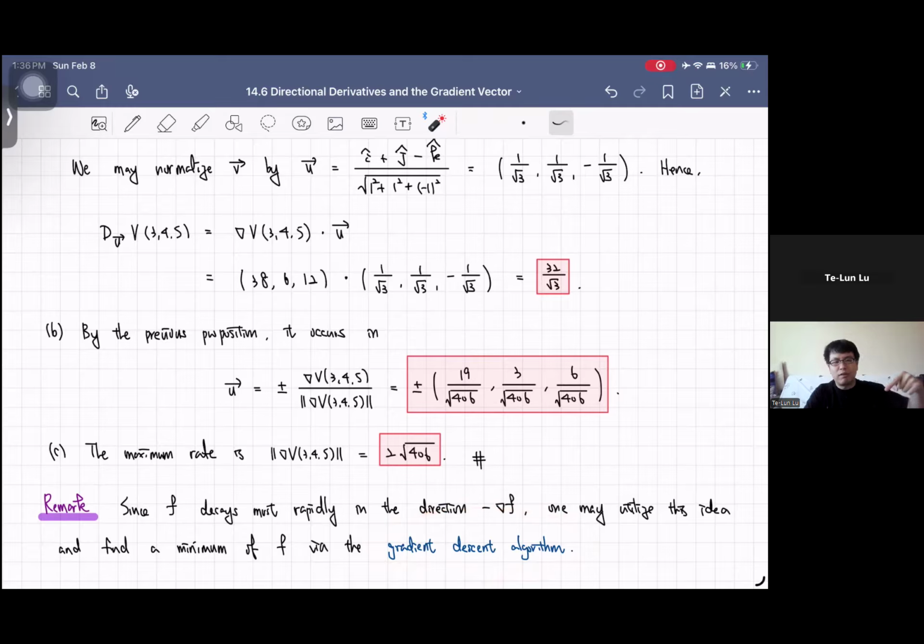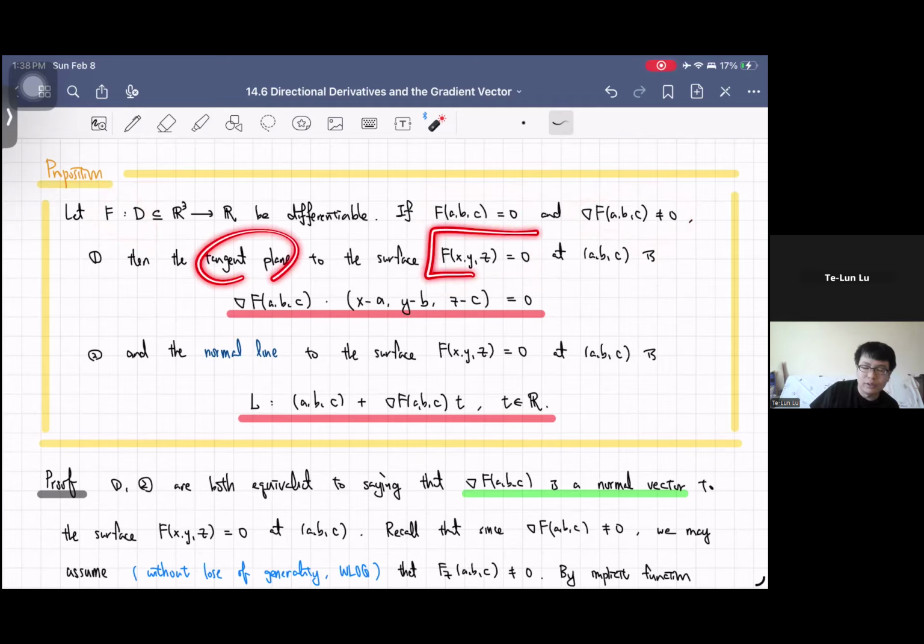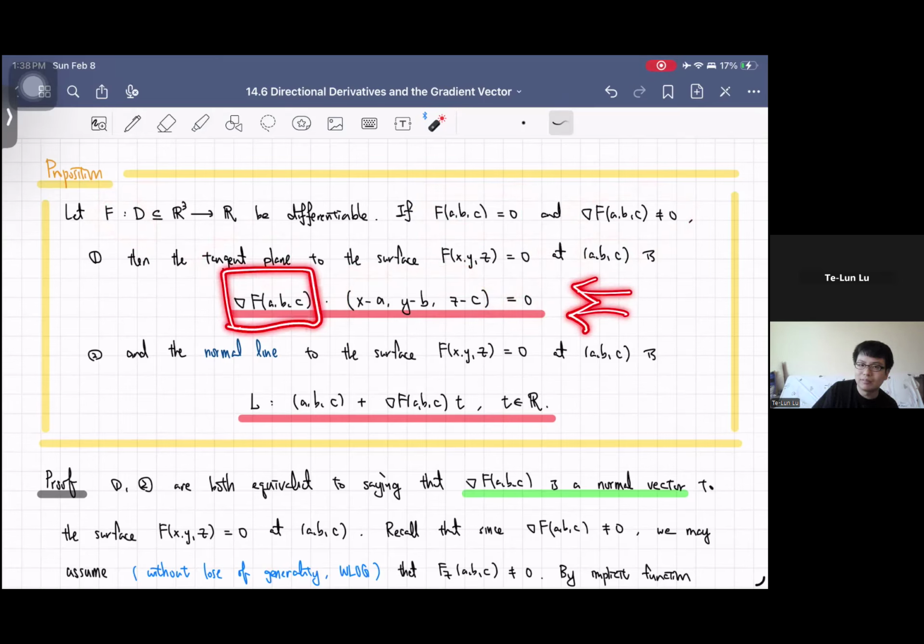So that means, to state this clearly: given a function f of x, y, z, if f(a,b,c) equals 0, basically saying that a point (a,b,c) belongs to the level surface f(x,y,z) = 0, and suppose that the gradient of f is non-zero, then the tangent plane to the surface at the point (a,b,c) is simply gradient of f at (a,b,c) dotted with (x-a, y-b, z-c) being 0. So you can see that this formulation is nothing but stating that this is the normal vector, right? Because that is basically the equation that I gave you guys in 12.5 in the plane section.